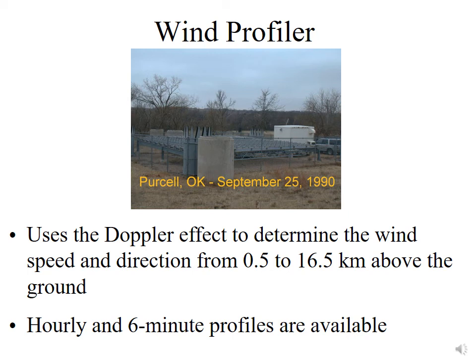So here we have a wind profiler in Purcell, Oklahoma, and it's using the Doppler effect to determine the wind speed and direction from half a kilometer all the way up to 16.5 kilometers above the ground. It's bouncing its radiation waves off of particles in the atmosphere, so this particular wind profiler does not require clouds, it does not require precipitation, and it can basically produce a vertical wind profile every 6 minutes. And we can then use those to generate hourly profiles, which have a much higher resolution than our Rawinsondes.